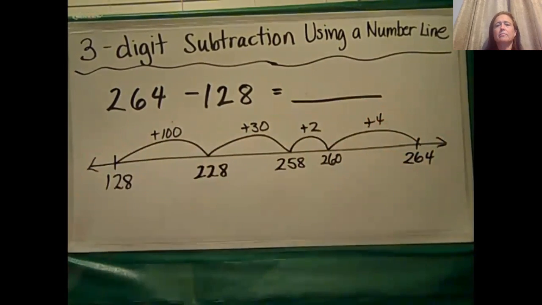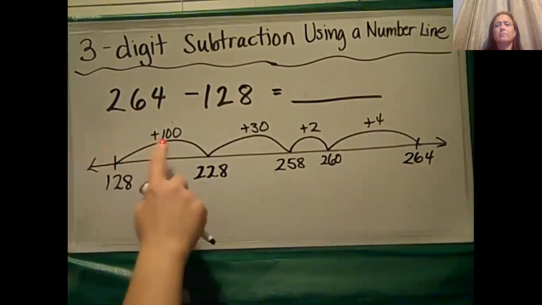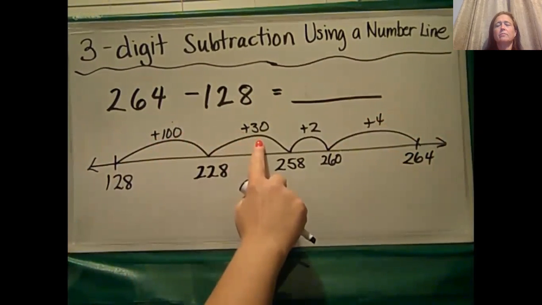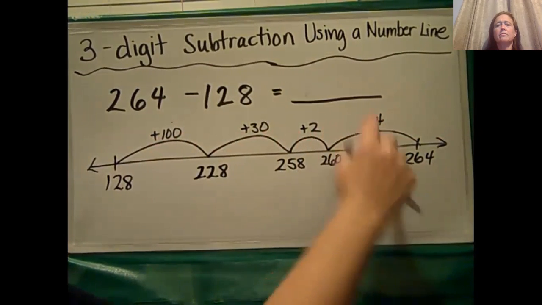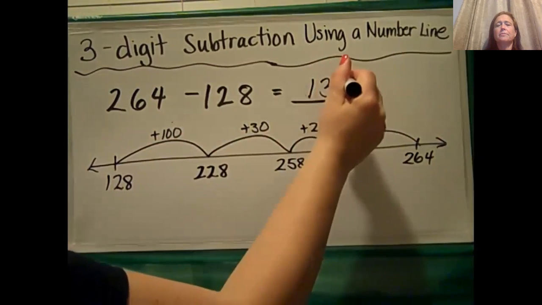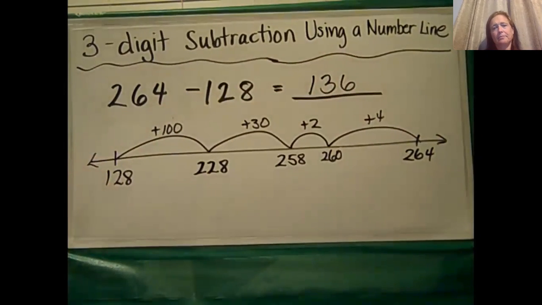I'm going to count how many spaces I've hopped. 130, 132, 136. So my missing addend is 136.